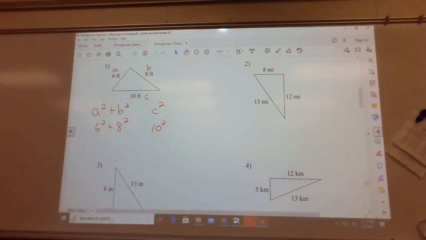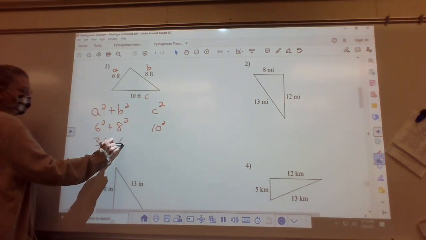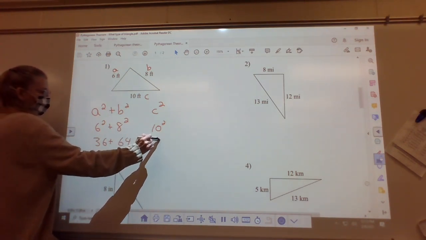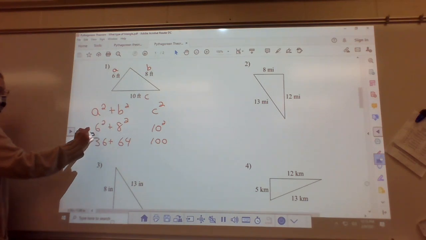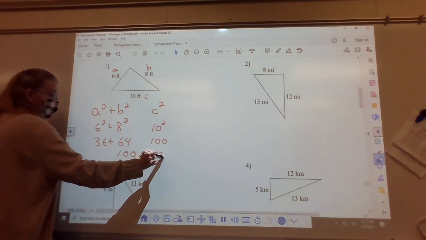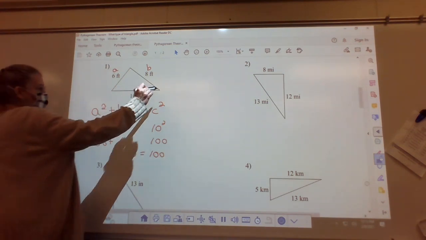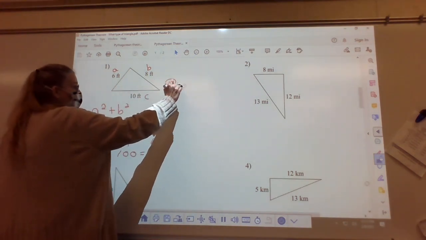6 squared is 36. 8 squared is 64. 10 squared is 100. So when I add these last 2 numbers, I ended up with 100 compared to 100. Equal. It's equal. So because it is in fact equal, the triangle is going to be right, because it actually worked out.